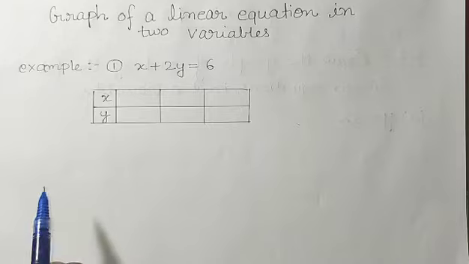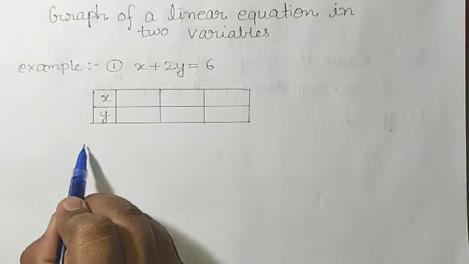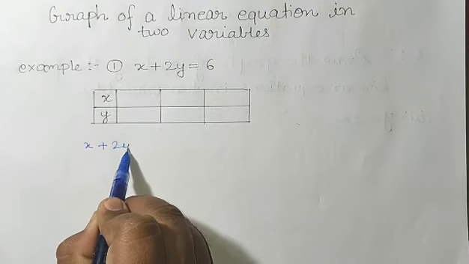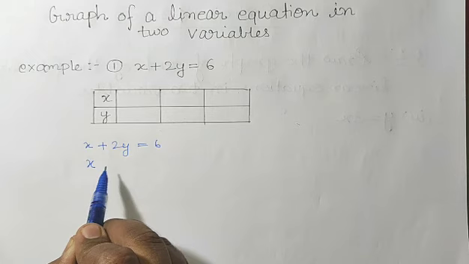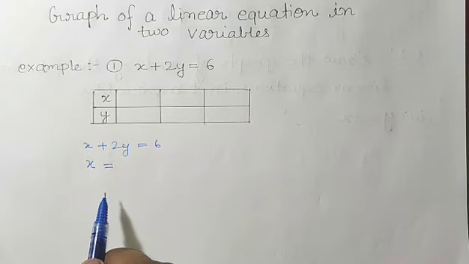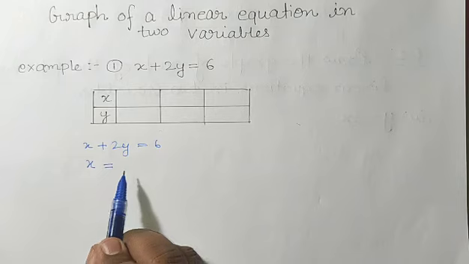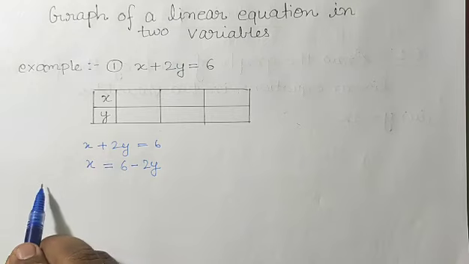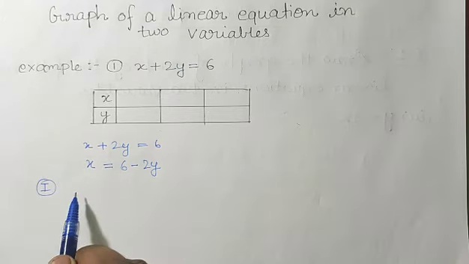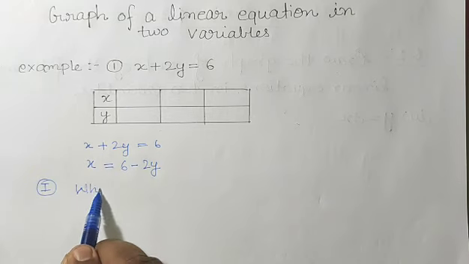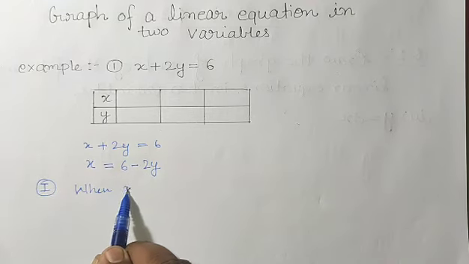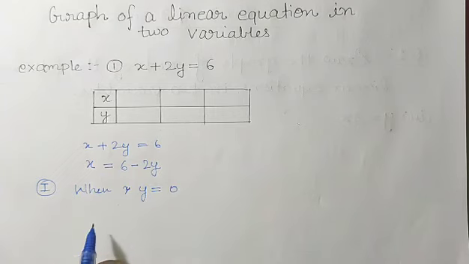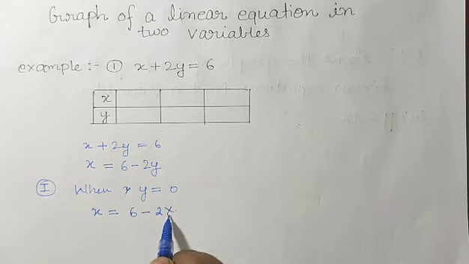Okay, so again students, firstly we'll convert the equation, x plus 2y is equal to 6, it is given. So firstly we will convert this equation such that on the left hand side only one variable should be there. So on the right hand side it will be 6 minus 2y. Okay, so for the first solution, when you put y is equal to 0, so what you will get, the value of x, you will get 6 minus 2 into 0, that is x is equal to 6.